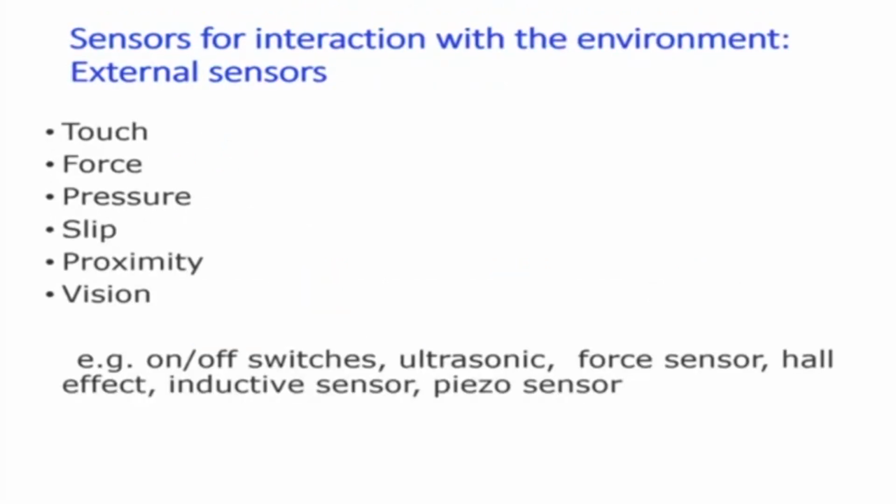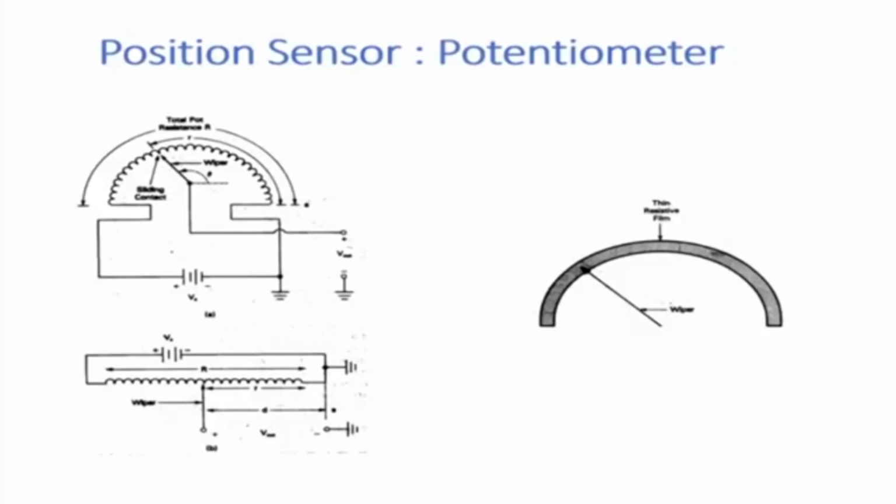External sensors are required for interaction with the environment: touch, pressure, slip, proximity, vision. These include on-off switches, ultrasonic force sensors, Hall effect sensors, piezo sensors, cameras. So these are all sensors required for external interaction. Let's start off with internal sensors.